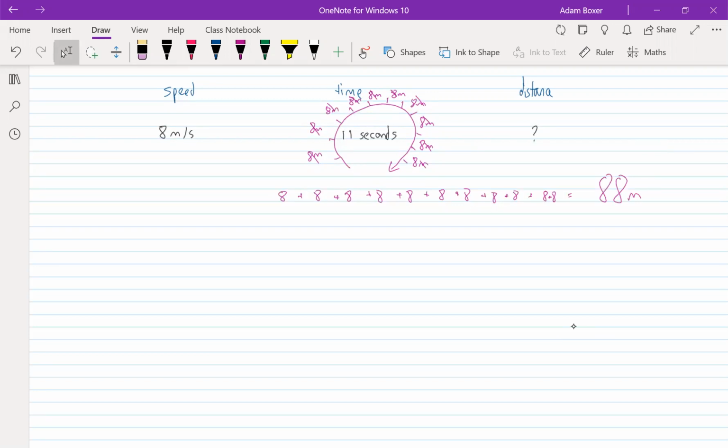Now, the quicker way of doing that, of course, is instead of doing 8 plus 8 plus 8, you just do 8 times 11, and that will also give you 88 meters. The same thing. Okay. Let's do another one that's a bit more complicated.